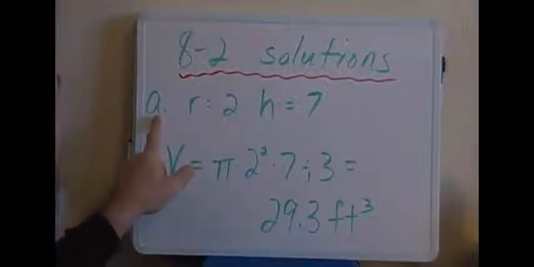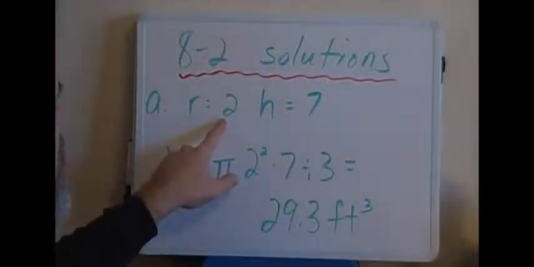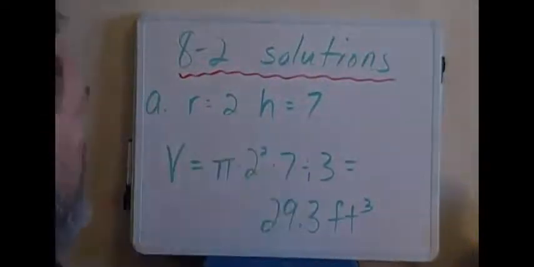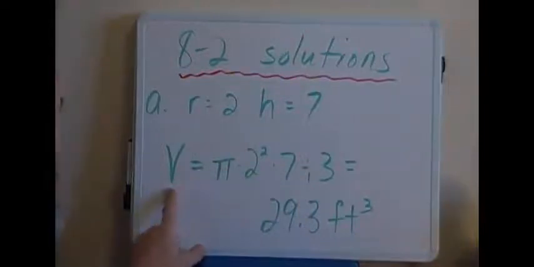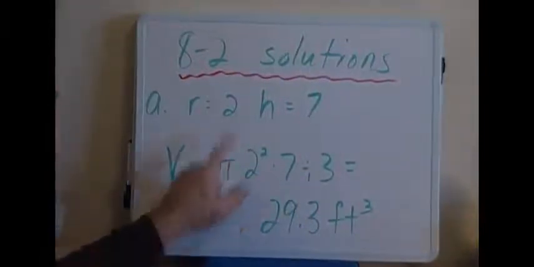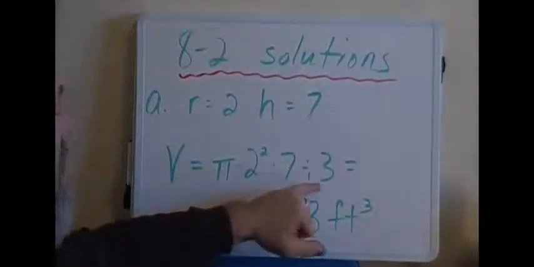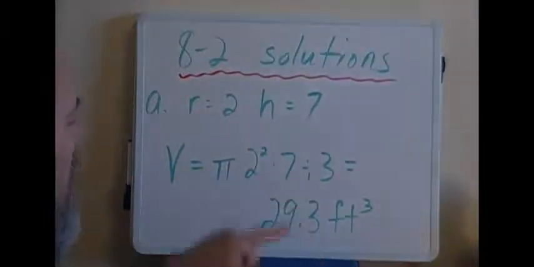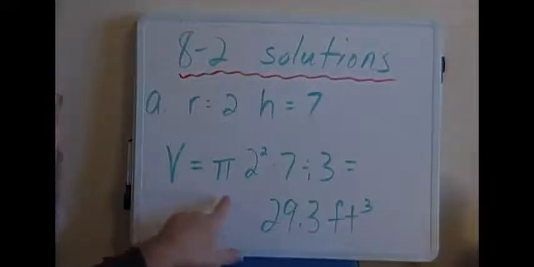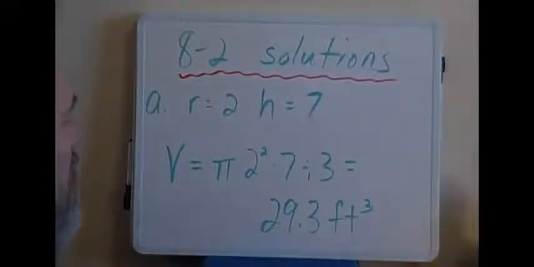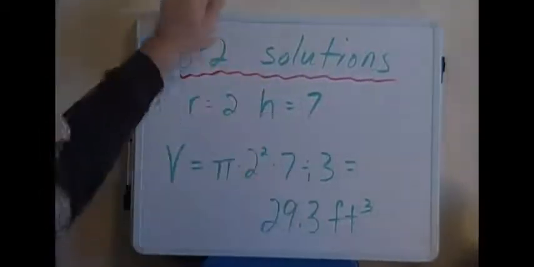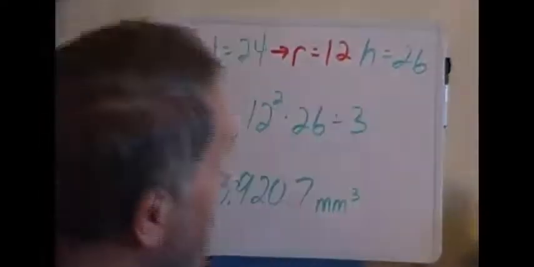Our first problem has a radius of 2 and a height of 7 for our cone. So our volume is going to be pi times the radius, 2, squared times the height, which is 7, and then of course divide by 3. And it's a simple matter of putting everything into the calculator, rounding to the nearest tenth. You'll get 29.3 cubic feet. Remember, for all volumes, cubic units.